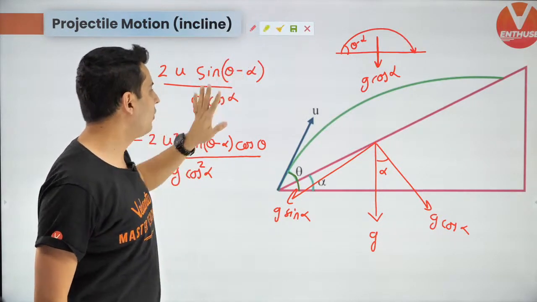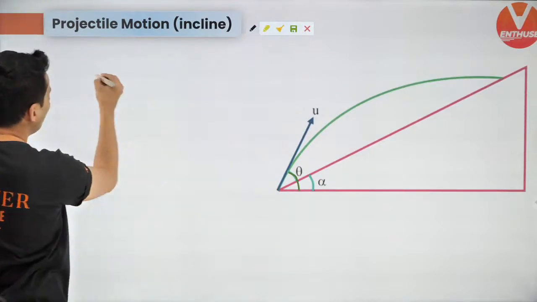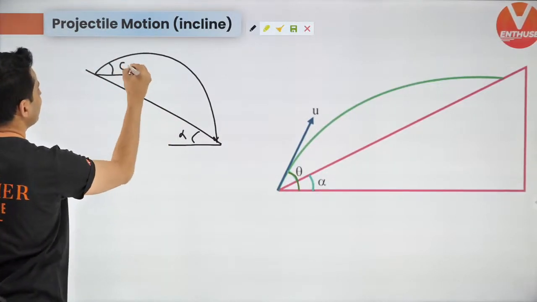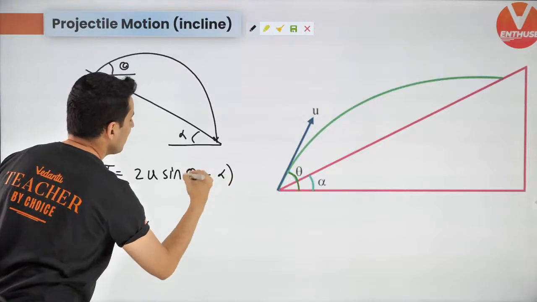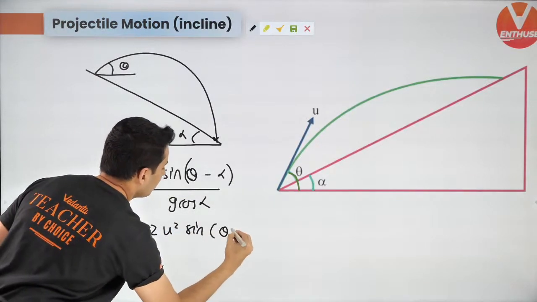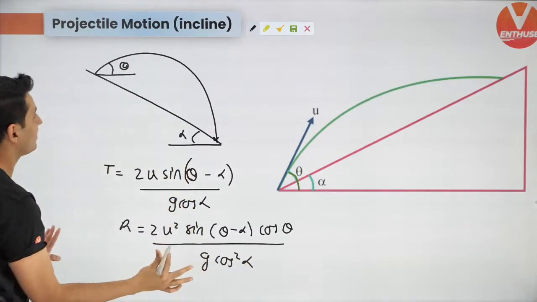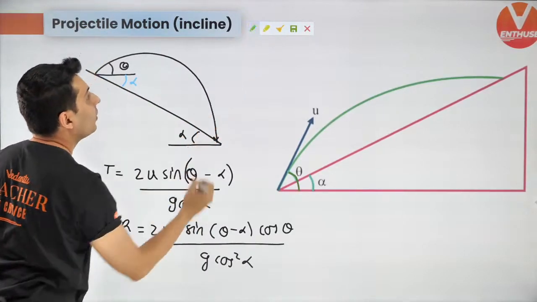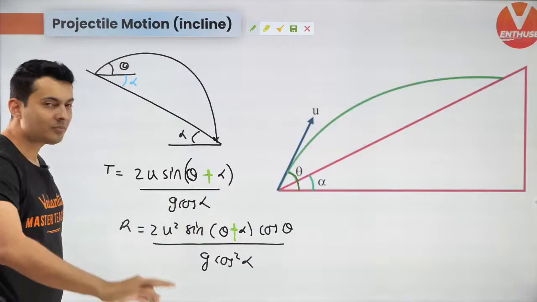So, this is the formula for range and time of flight, which you should know. And believe me, the formula for down the plane is also similar. The only difference is when you are coming down the plane, and if this is alpha, this is theta. So the time of flight formula, which was 2u sine theta minus alpha by g cos alpha, and the range formula, which was 2u square sine theta minus alpha cos theta divided by g cos square alpha. The only change is, notice, if this is alpha, the total angle is theta plus alpha. So instead of minus, it becomes plus. That's the only change. Is that clear?